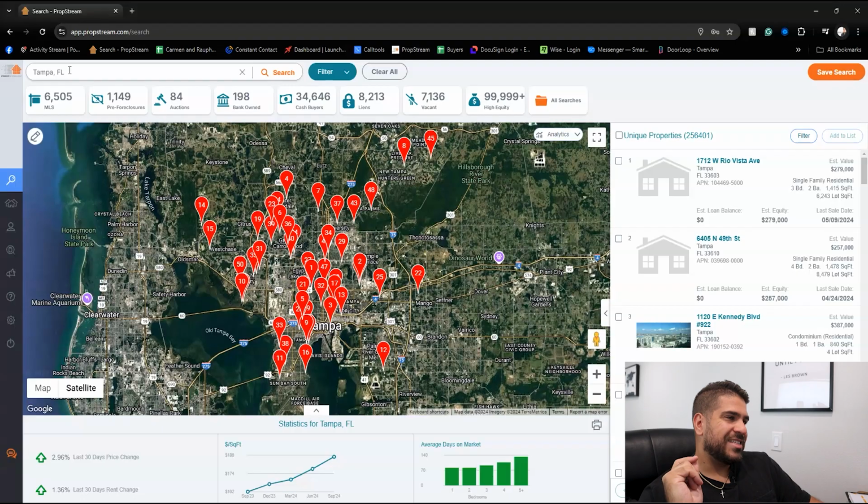Sometimes, let's say you're working on a vacant land that doesn't have an exact address, you can actually just put in the address without the number in the beginning, so without the house number, and it will show you the whole street, and then you can figure out which land you were actually talking about.